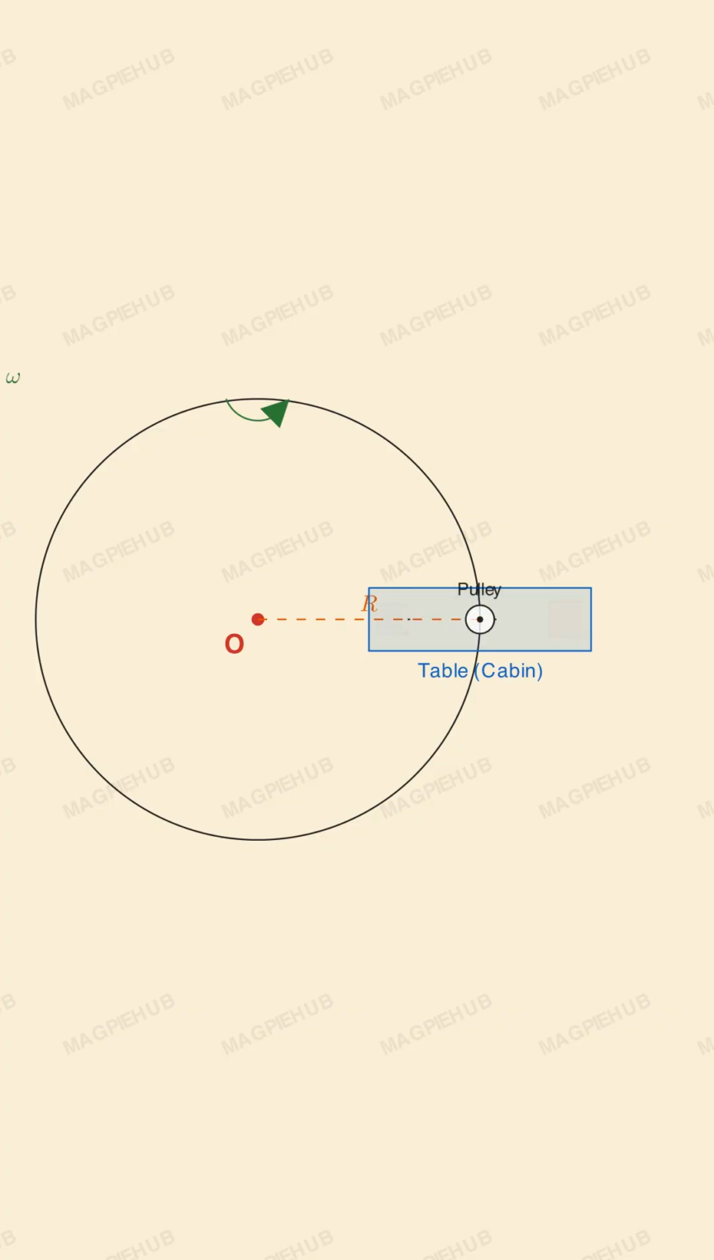Two masses, mass m and mass 2m, are placed on opposite sides of the pulley, connected by a string going over it. Both strings are along the outward radial direction. In the rotating frame of the cabin, each mass experiences a centrifugal force outward. On mass 2m, the centrifugal force is 2m omega squared r. On mass m, it is m omega squared r. Since 2m has the larger outward force, it will accelerate outward, pulling mass m inward toward the center.